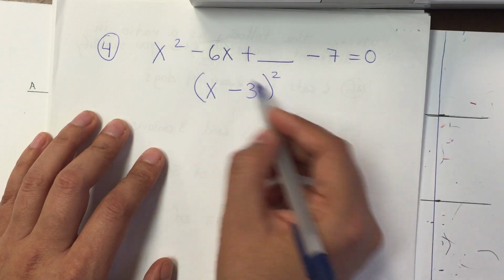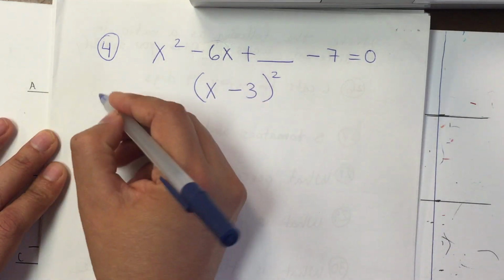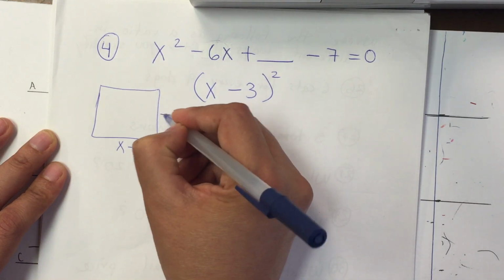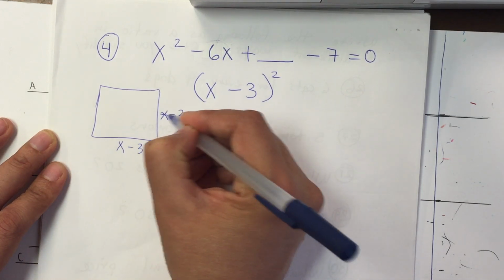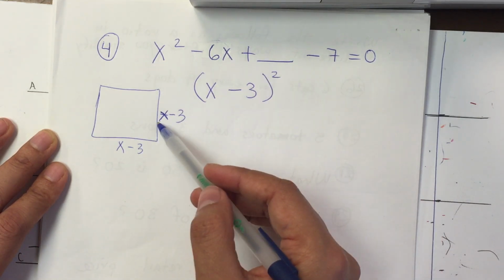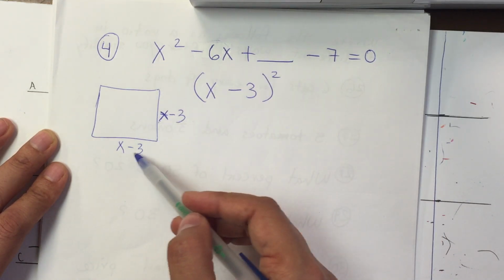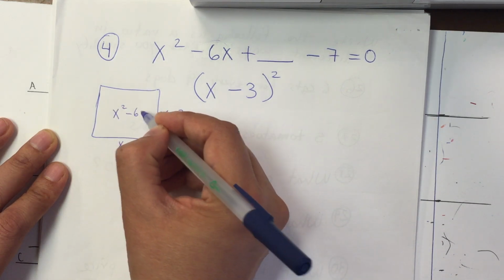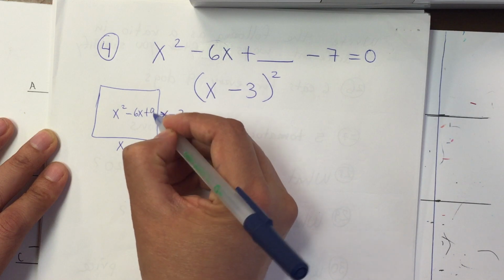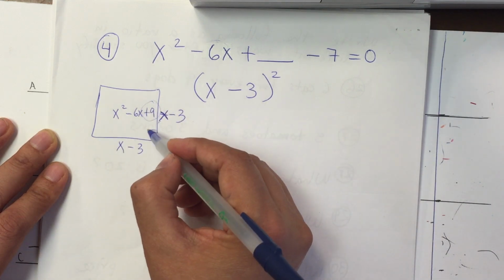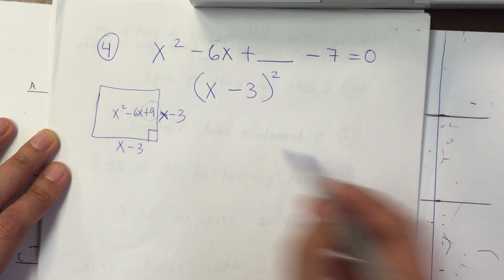Okay, because these are the sides of my perfect square. So x minus 3, x minus 3. And when I multiply x minus 3 times x minus 3, I'm going to get x squared minus 6x plus 9. So that's the part that it's missing. This square doesn't have that part, the 9. Okay.